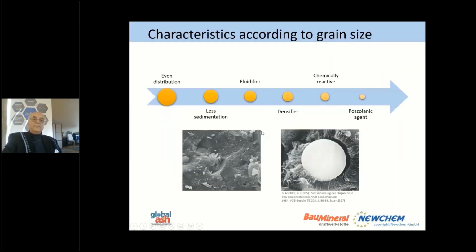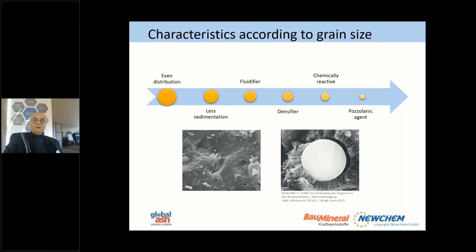So actually the distribution of the fly ash can be very different depending on the coal. So we normally try to use one coal only in the different plants, so that we can control the quality of the fly ash.